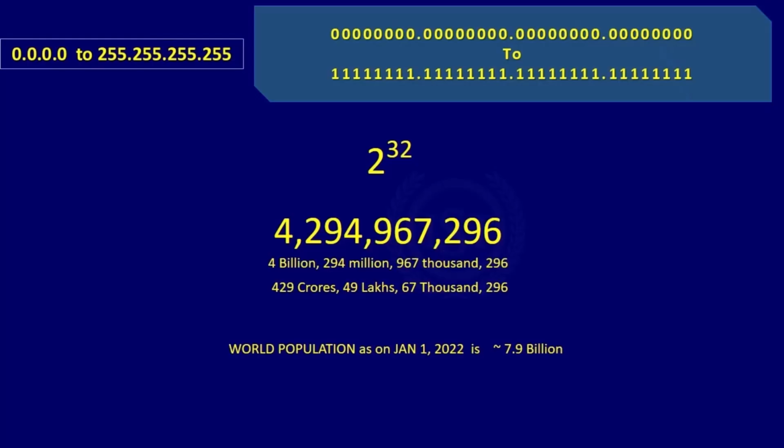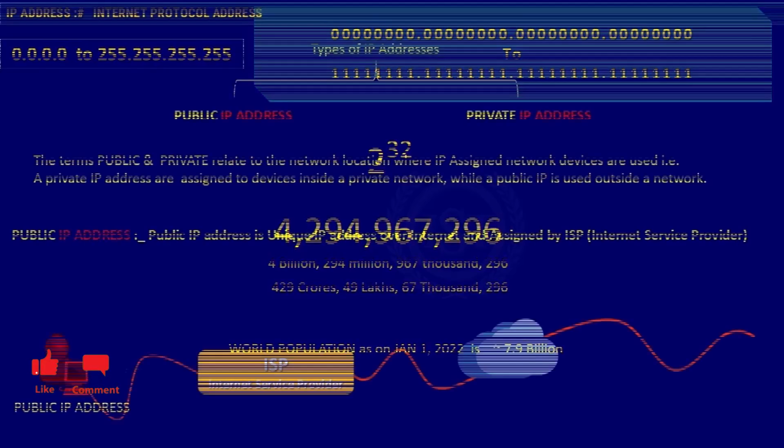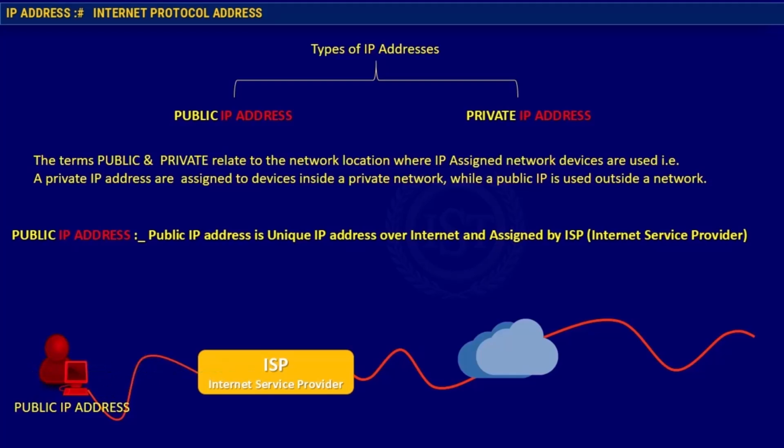We had a problem with 4.2 billion IP addresses, which were not enough for the population the world has now, and it was solved by dividing the IP addresses. So we have 2 types of IP addresses, public IP address and private IP address. So what are public and private IP addresses? The terms public and private IP addresses are assumed based on the network location where your device is connected. That is, the location of the network where an IP is assigned to the network device. Private IPs are assigned to private networks or local networks, and a public IP is used outside a private network, that is in a public network or the internet.